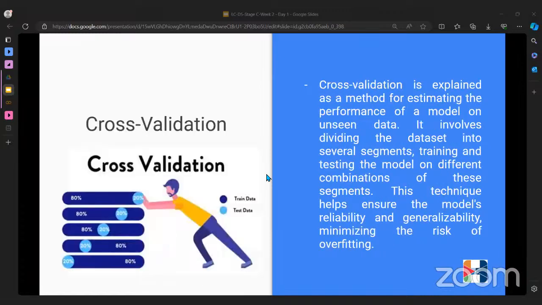Then we have cross-validation. I think you mostly find this when you are doing your parameter tuning. It's just a resampling procedure used to evaluate machine learning models on a limited data sample. The goal is to partition the data into subsets, train the model on some of these subsets, which is the training set, and test it on the remaining set.